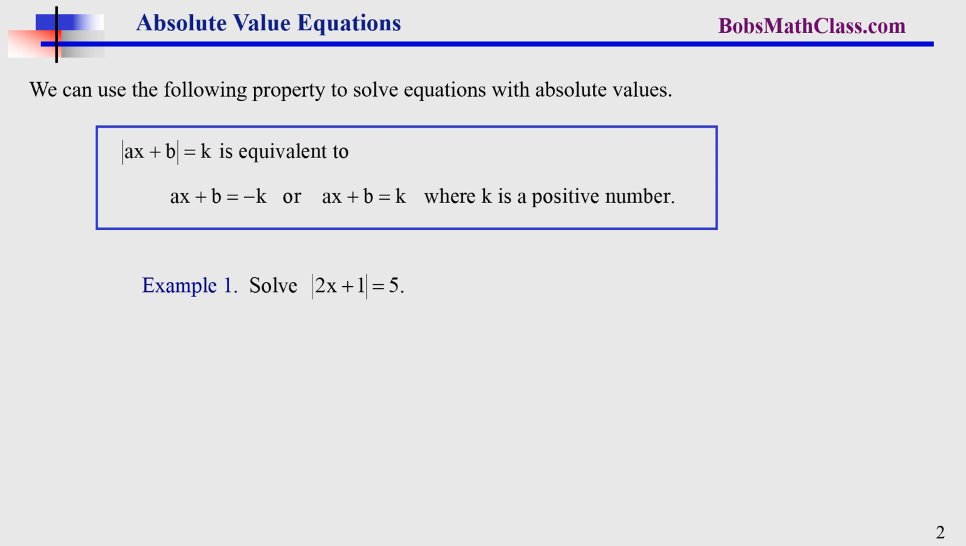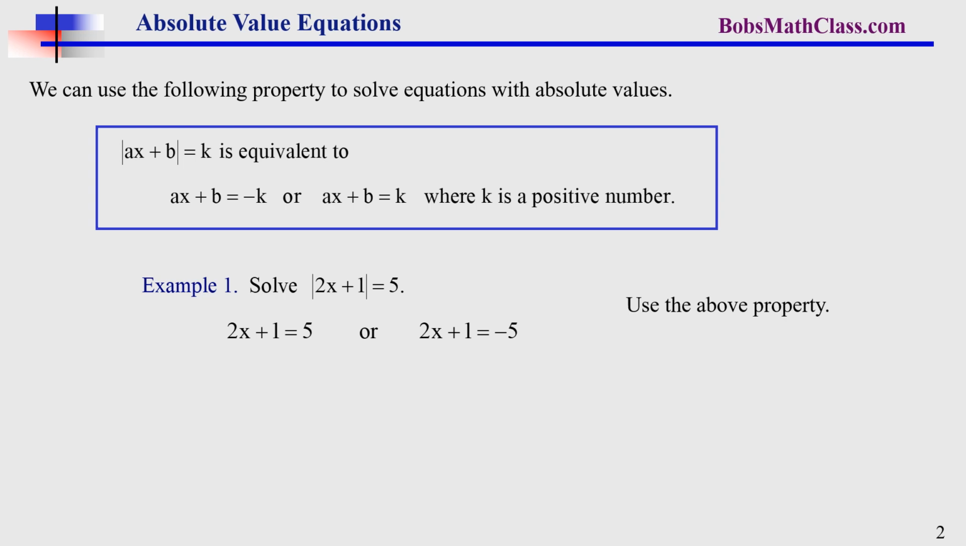Okay, so here's our first example. Solve the absolute value of 2x plus 1 equals 5. So you're going to make two equations. One of them you're going to make positive 5, and the other one you're going to make negative 5, and you're going to remove the absolute values on both equations. Again, it doesn't matter which one you do first. Here I put the positive value of 5 first, so 2x plus 1 equals positive 5, or 2x plus 1 equals negative 5.